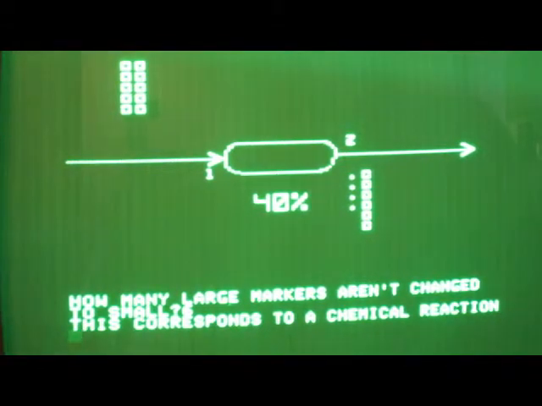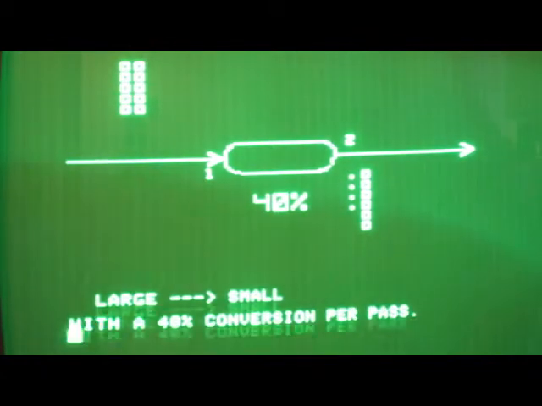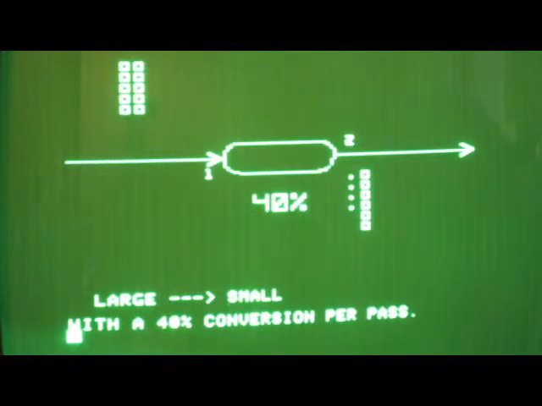That corresponds to a chemical reaction, large going to small with a 40% conversion per pass. Notice that of what came in, 10, 4 or 40% reacted, leaving 6 of the original.